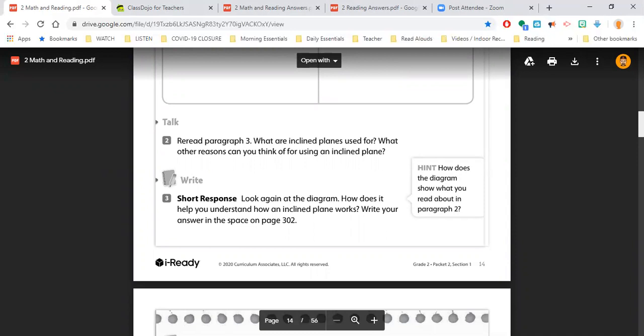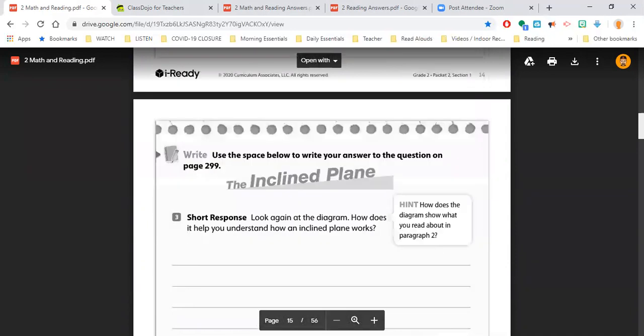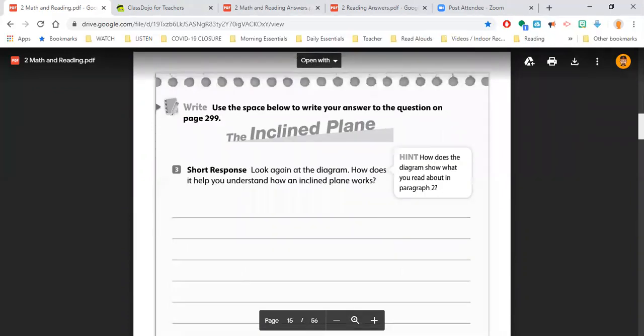You're going to write your answer in the space on page 302. So down below, it's going to give you some space to do that. It gives you a little hint. How does the diagram show what you read about in paragraph 2? So down underneath here, this is where you're going to give your short answer, okay?